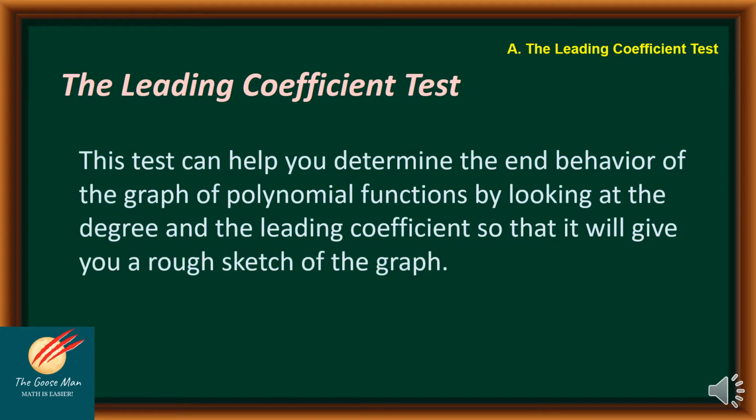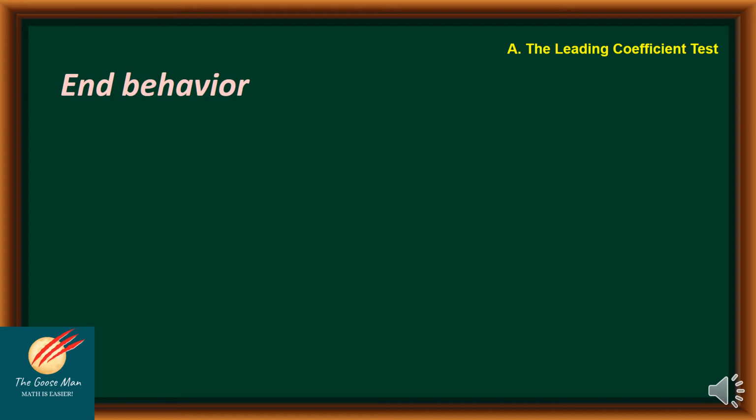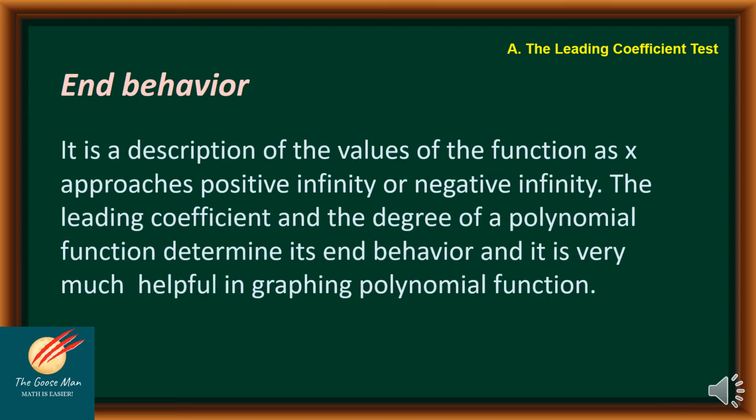The leading coefficient test will help you to determine the end behavior of the graph of polynomial functions by looking at the degree and the leading coefficient so that it will give you a rough sketch of the graph. The end behavior is a description of the values of the function as x approaches positive infinity or negative infinity. The leading coefficient and the degree of the polynomial function determine its end behavior and is very helpful in graphing polynomial functions.